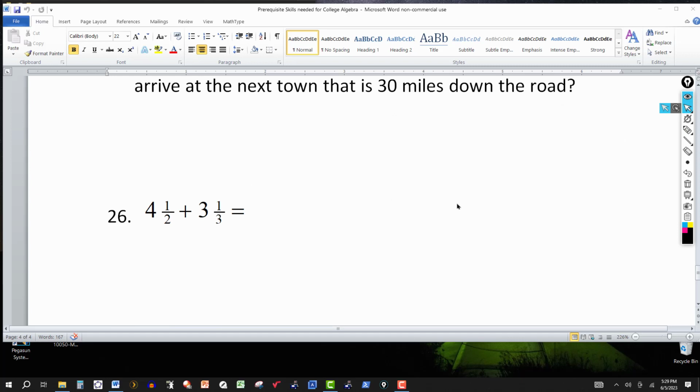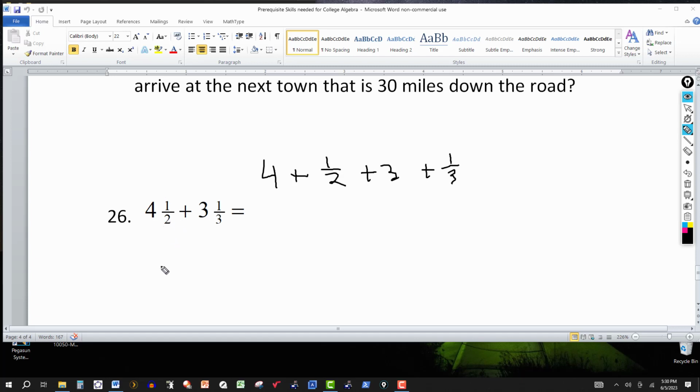Okay, for fractions, and this is a must: know basic arithmetic for any course. We'll start off with College Algebra here. For this one, there are a couple of ways we could do it. We could just say this means 4 plus 1/2 plus 3 plus 1/3. That's what it means here.